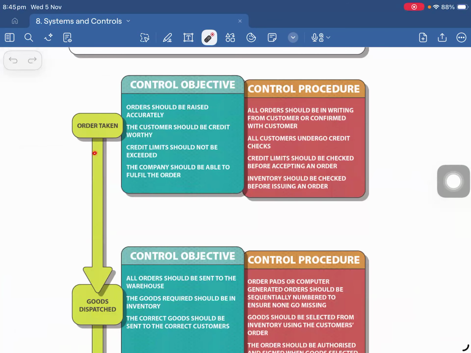So at the stage of the order being taken, what is the control objective? The control objective means whatever systems are there in the order-taken stage, you're going to ensure certain things. Out of it, the first one is you're going to ensure the order has been raised accurately, that means nothing has gone wrong in the figures. Next, if it is a credit sale, you're going to ensure that you are giving orders to people who are creditworthy.